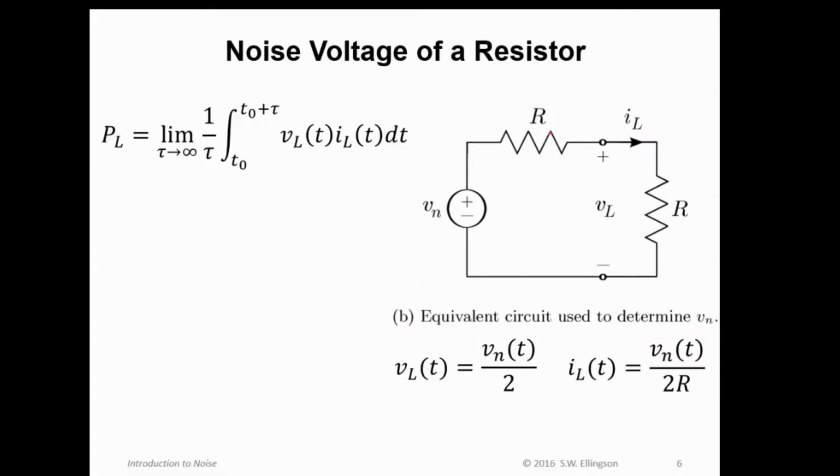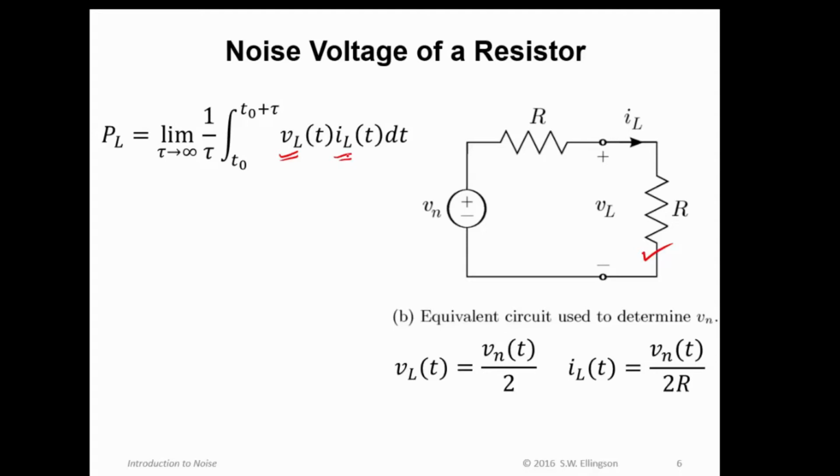So now I can compute the power which is dissipated in the load resistor. Now the power which is dissipated in the load resistor is a product of that voltage across the load resistor and the current through the load resistor, as usual. But these are statistical quantities, and power is a deterministic quantity, so I have to do an integration to figure out what the power is.